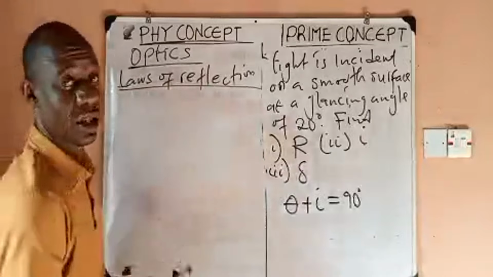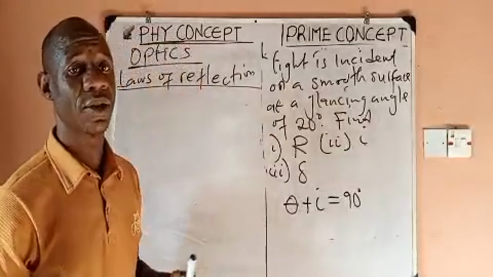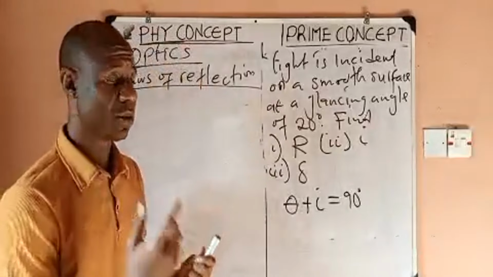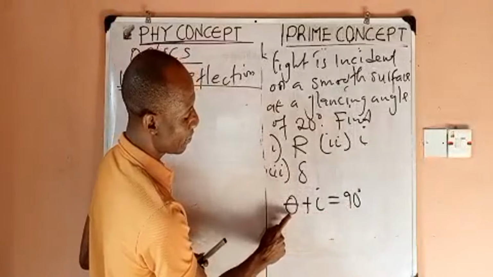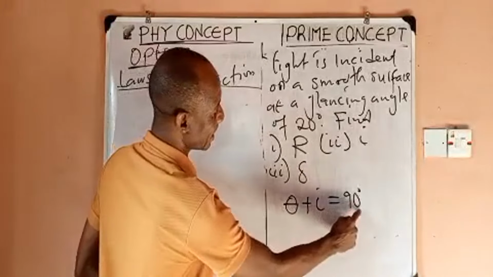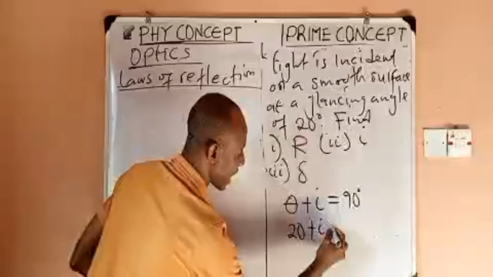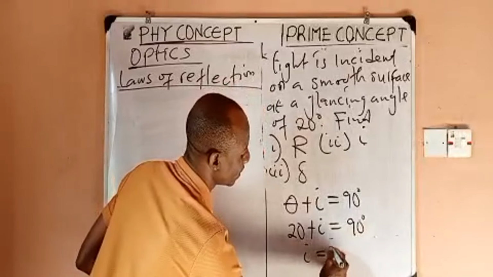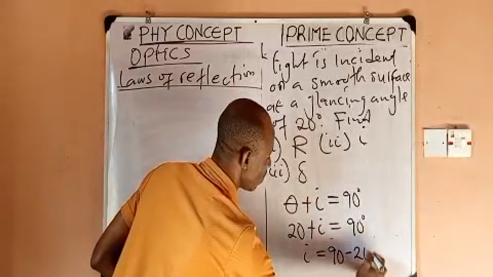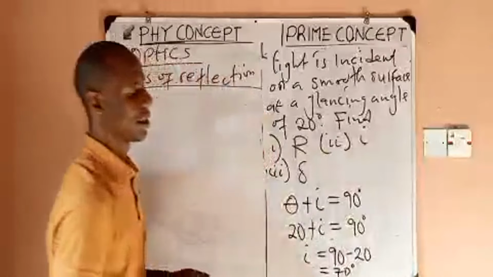So which of them is correct? Of course, they are complementary. Complementary angles are angles that add up to 90 degrees. Now, so we have that theta plus I is 90, and we know that theta is 20. So I would say 20 plus I equals 90 degrees, and then I becomes 90 minus 20, which is 70 degrees. So incident is 70.